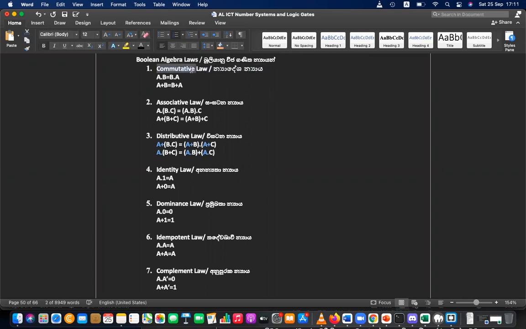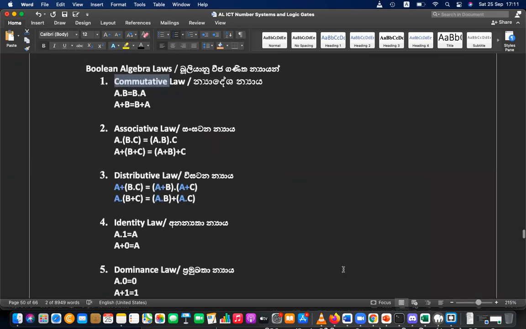Commutative law. Associative law. The second law is associative law. Associative law means if you have the same sign, N in both places, N in both places.